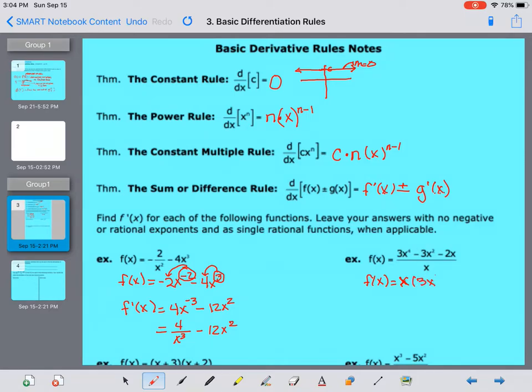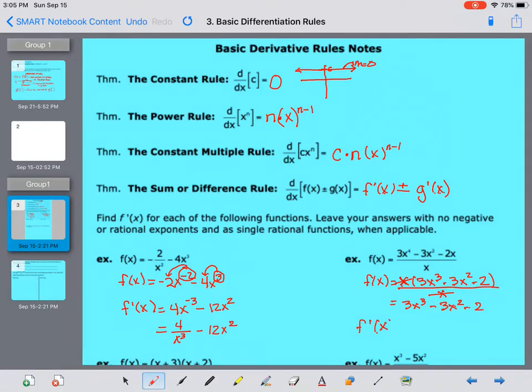So I get 3x cubed minus 3x squared minus 2 over x. And because of that, now we can cancel out that x. Remember, we're not really canceling out, we're dividing it out, so it's becoming 1. So really I have 3x cubed minus 3x squared minus 2. And now it's all in that form that I want so that I can easily take the derivative.